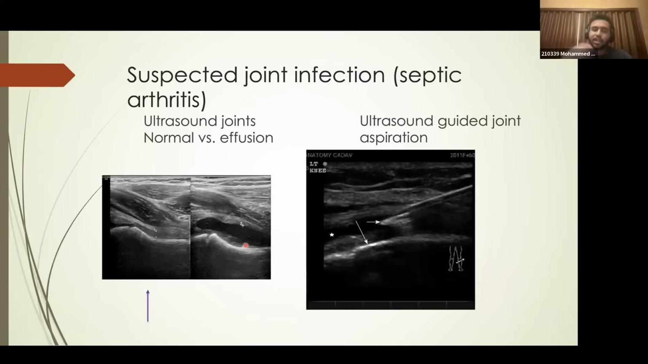Second thing is you need to aspirate the fluid to send it to the lab for diagnosis of septic arthritis. That's why it's both diagnostic and therapeutic. So here you can see the needle going in and aspirating the fluid. Okay, so suspected joint infection, what's the modality of choice? Ultrasound, and you do ultrasound guided biopsy. Good.